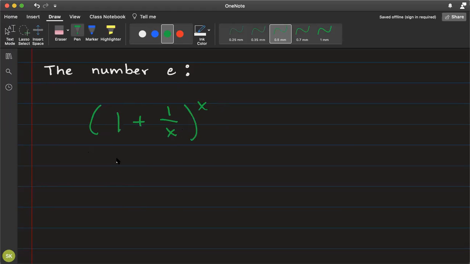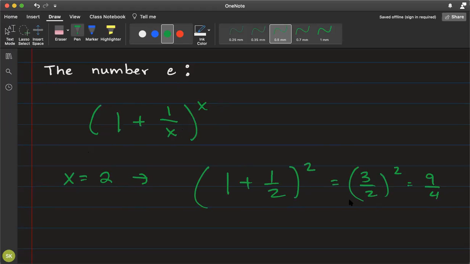So if we start plugging in numbers, let's see what happens. If x is equal to 2, if I plug it into here, I get 1 plus 1 over 2 squared. So this is 3 over 2 squared, which is 9 over 4 if I multiply this by itself. And if you plug that in the calculator, 9 over 4 is about 2.25.